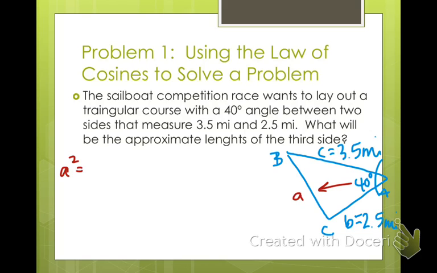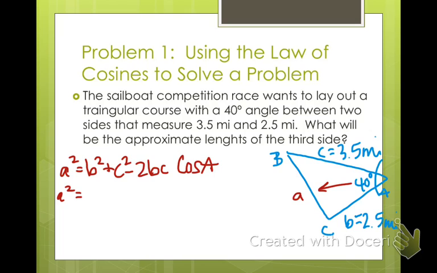So a squared equals b squared plus c squared. There's our Pythagorean identity, minus 2 more bc's, and then the cosine of angle A. So that's the information that we need to put in. I shouldn't have made that a 40. I should have left that an A. And now we can put in our information. So a squared equals b squared plus c squared minus 2bc cosine A.